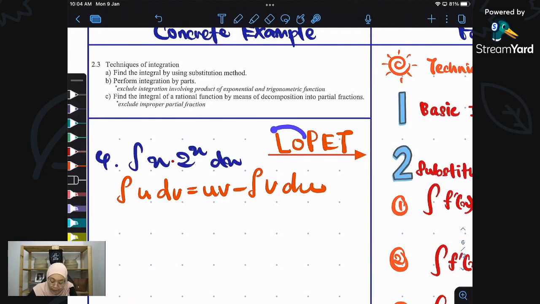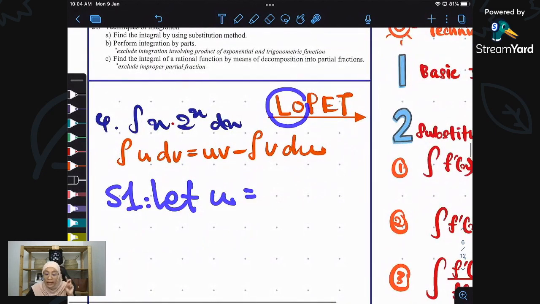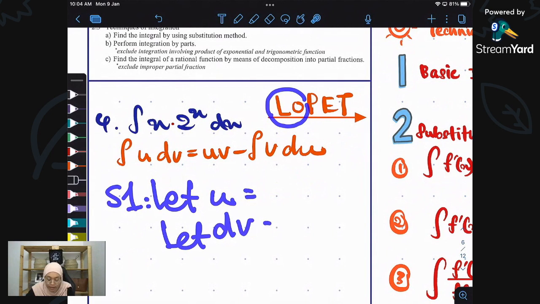So in this case, siapa yang datang dulu adalah logarithm. Okay. Untuk apa? Untuk diletkan u-nya, diletkan u-nya pada step yang pertama. Kita ada dua let, betul? One is let u, another one is let dv. But dv ni, itu nanti. Sekarang ni kita nak fokuskan dulu u. Kita nak let u kepada apa benda.